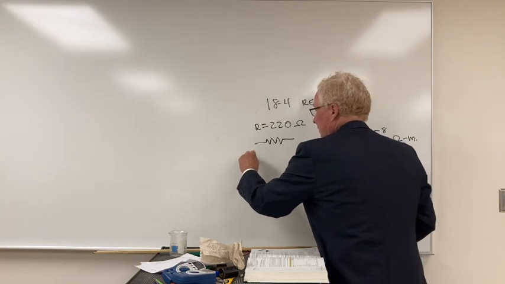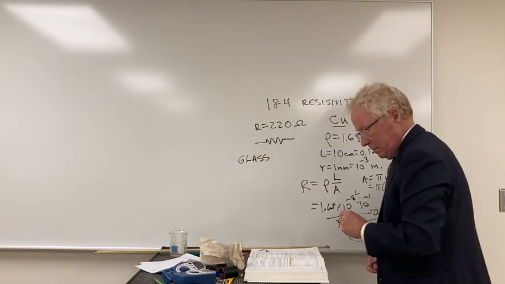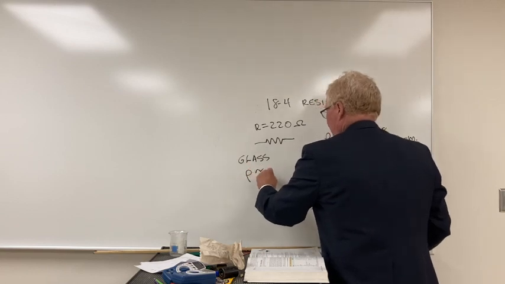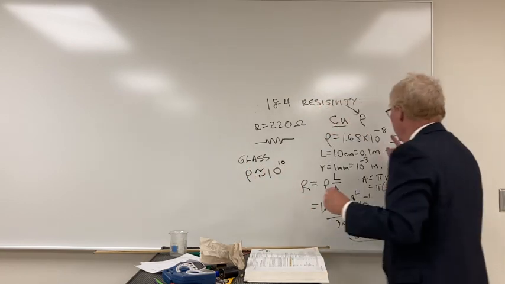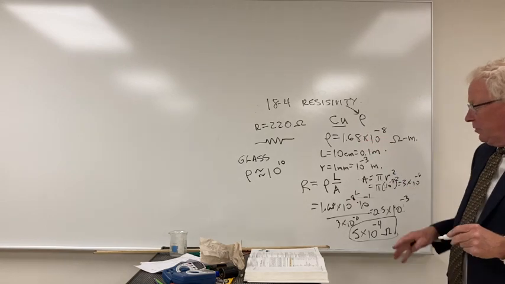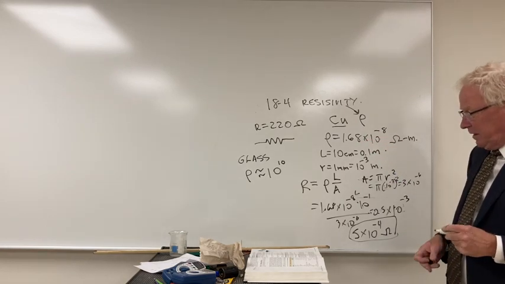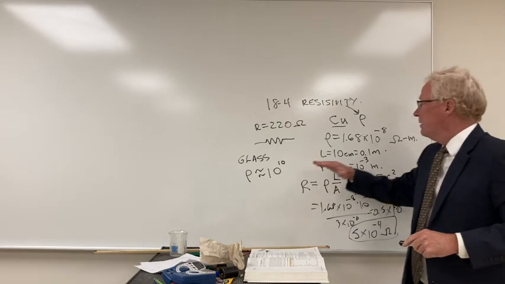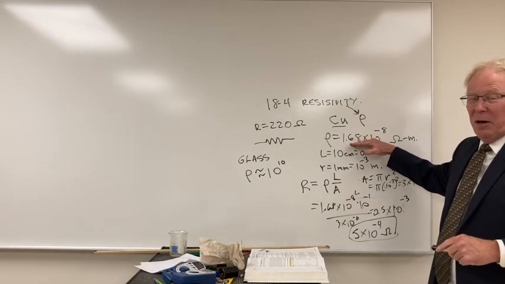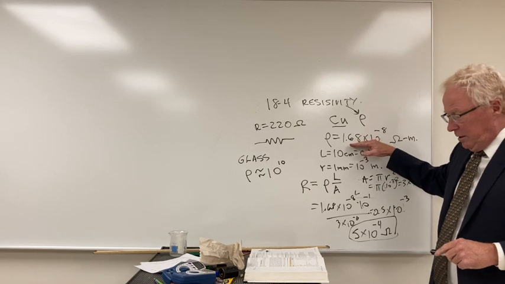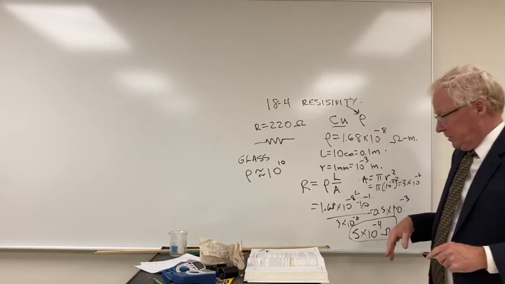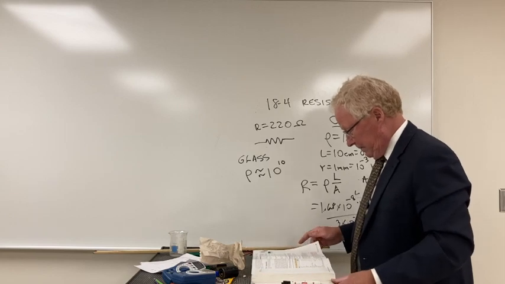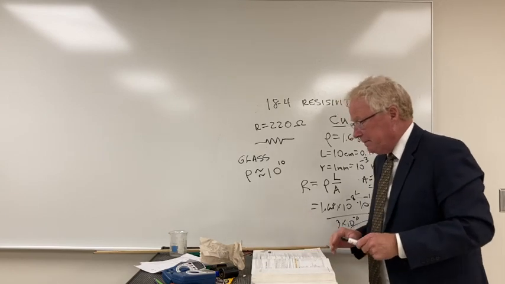Glass has a resistivity on the order of 10 to the 10th. So this is a factor of 10 to the 20th difference as far as that is concerned. So glass is an extremely good insulator. Copper and other metals are extremely good conductors as far as that's concerned. All right, so that's one thing.